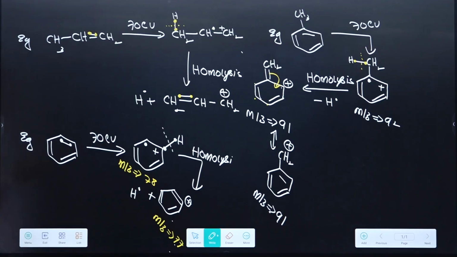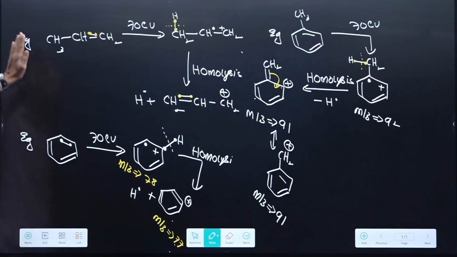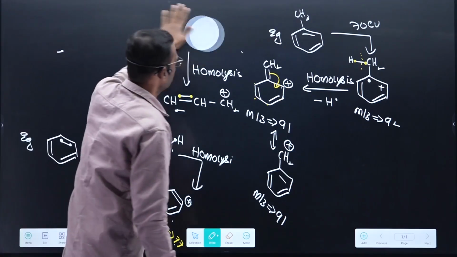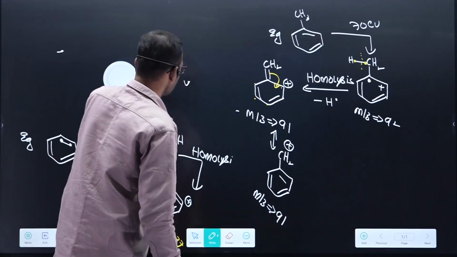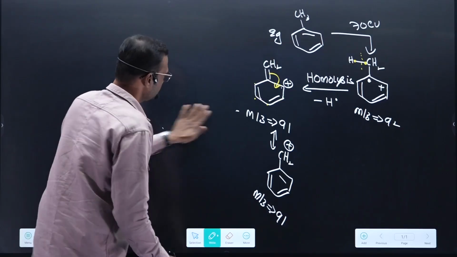Every time, generate the molecular ion and keep on showing the proper fission. So every time, what am I showing now? Only homolytic fission. Means I am breaking symmetrically or not? I am not giving any priority towards the carbon side or the hydrogen side. Equally I am breaking. That's why it is called homolytic fission.